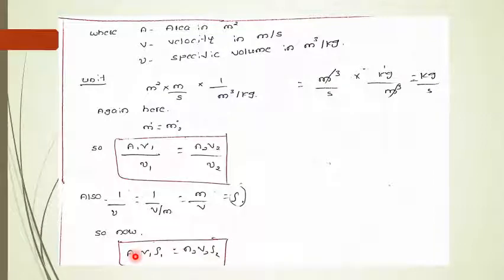Here A1 is the area at inlet, V1 is the velocity at inlet, and rho 1 is the density at inlet, which equals A2, the area, V2, the velocity at outlet, and density rho 2. So this is the mass balance equation. You can use this or you can use that; both forms can be used. This is the expression for mass balance for flow processes.